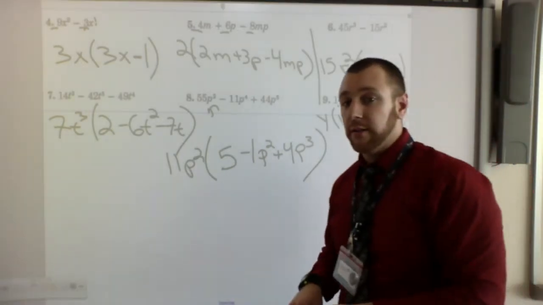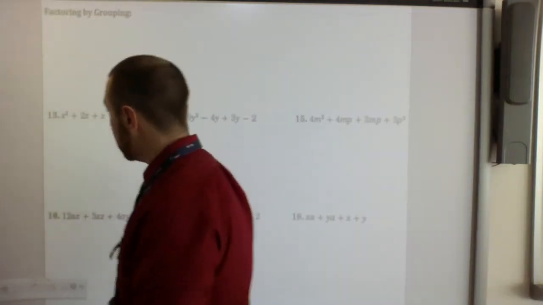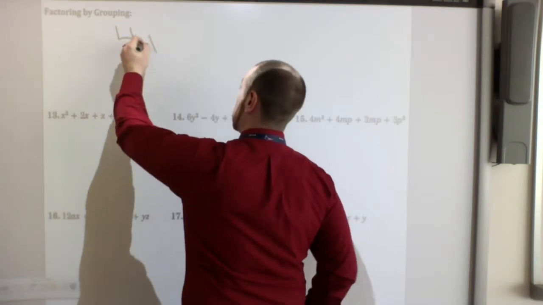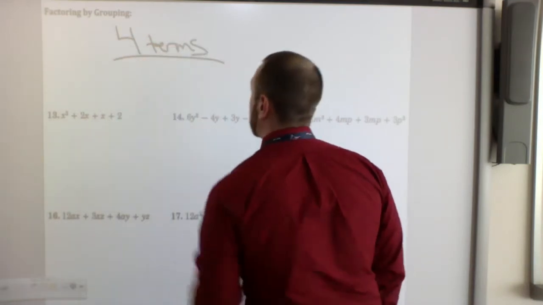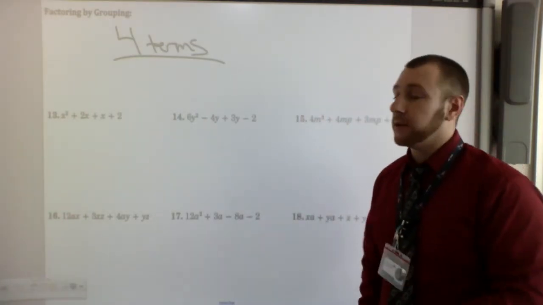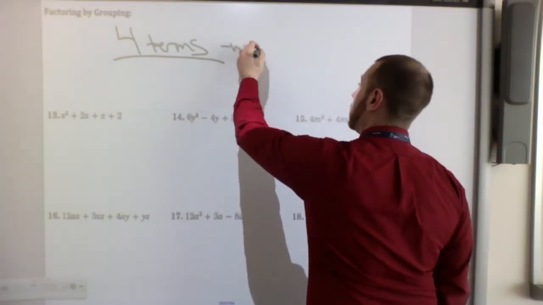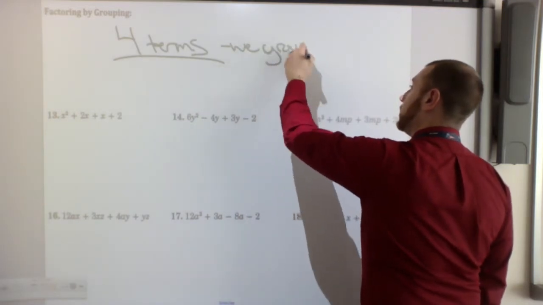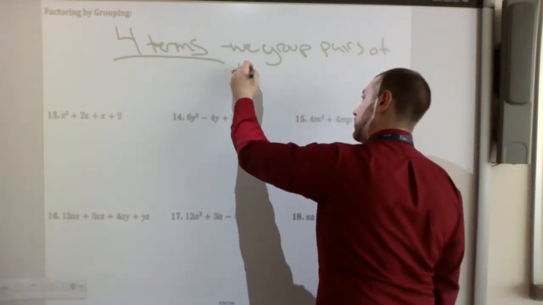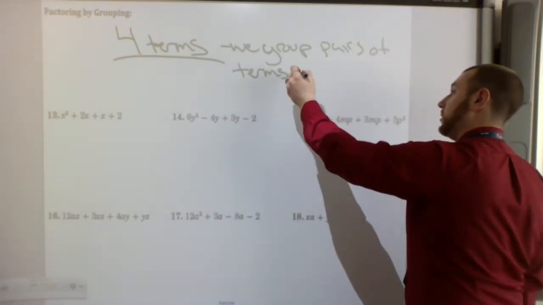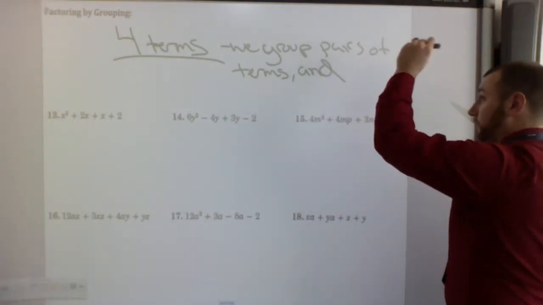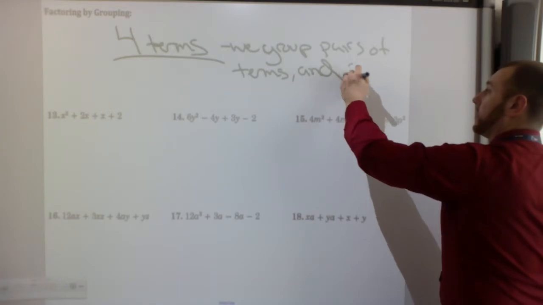The other way of factoring, and this happens when we have 4 terms, is to factor by grouping. And we do it exactly how we say it. Okay? We group pairs of terms and factor out the greatest common factor.